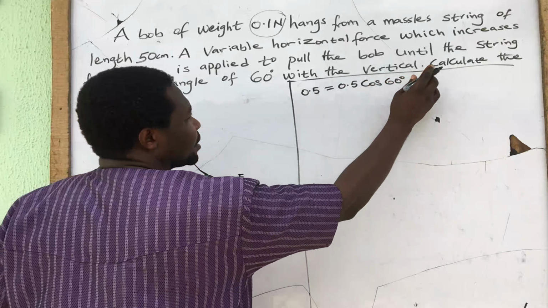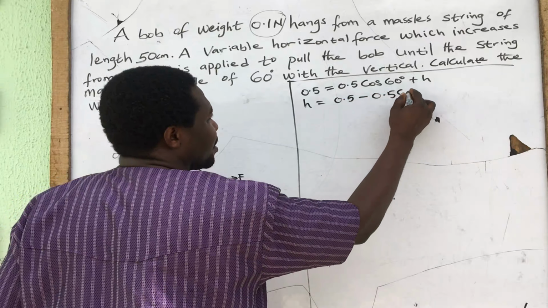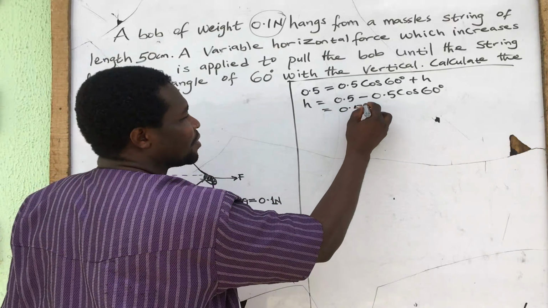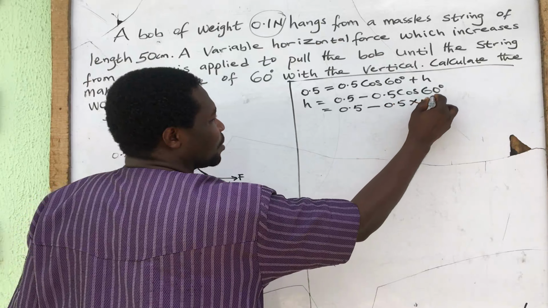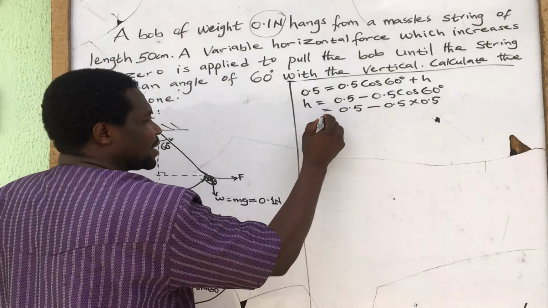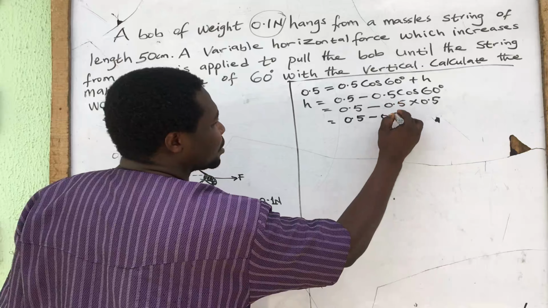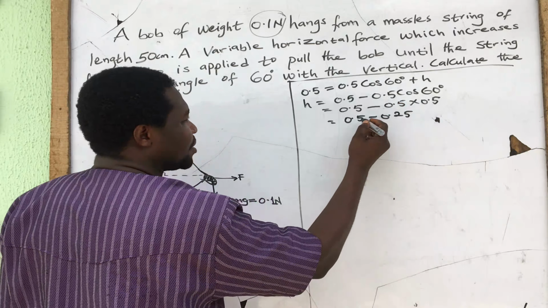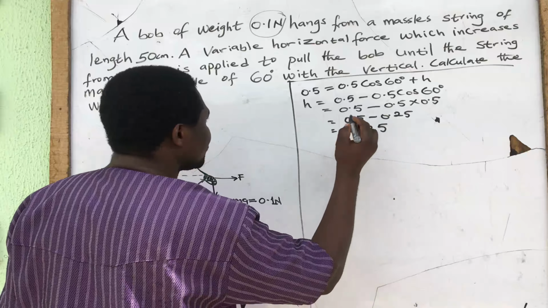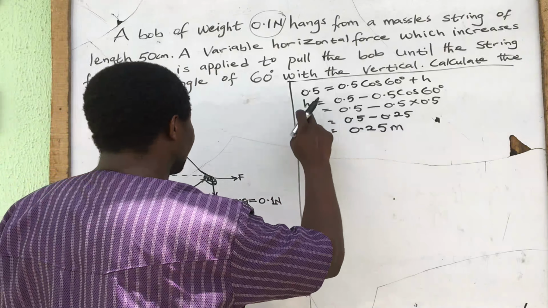Then we can make H equal to 0.5 minus 0.5 cos 60 degrees. That is 0.5 minus 0.5 times 0.5, because cos 60 is 0.5. So this equals 0.5 minus 0.25, and with this I have 0.25 meter as our H.